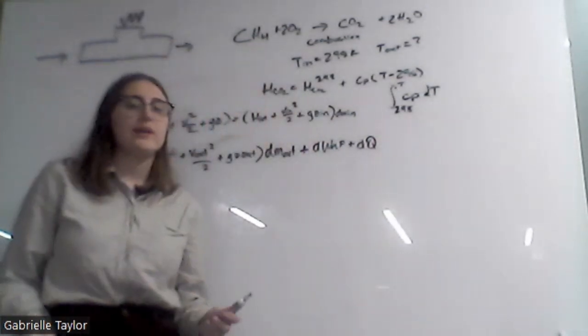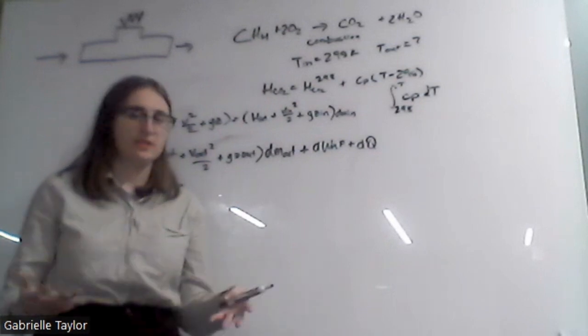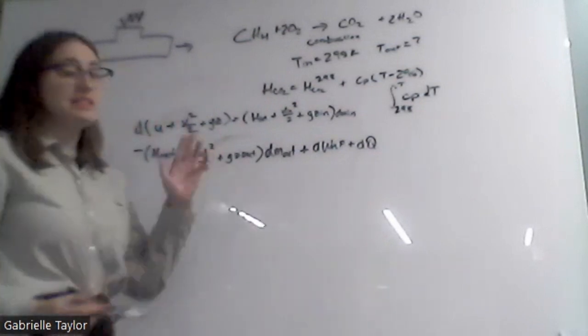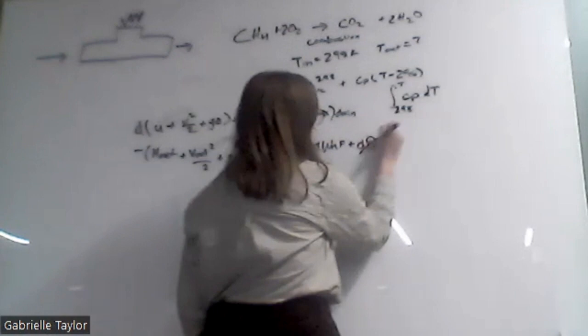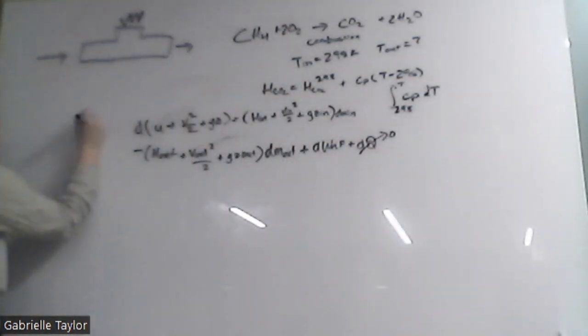So one thing that we know is we're doing an adiabatic flame. Adiabatic means that there is no heat transfer, so that means Q is zero. And we also know that this is a steady state.